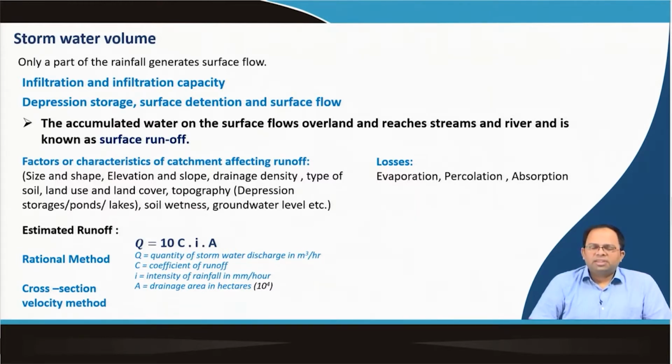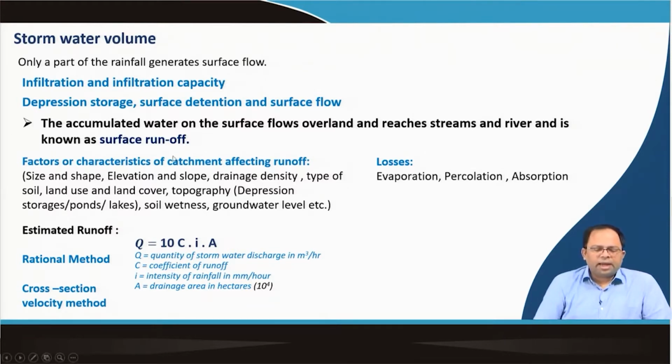Some amount of surface detention, and then of course, the surface flow. So we can say that the accumulated water on the surface flows over land and reaches streams and rivers and is known as surface runoff. So, this surface runoff is actually what generates the stormwater volume, or the total stormwater drainage volume, you can say.